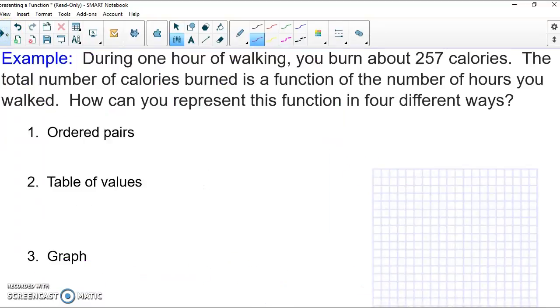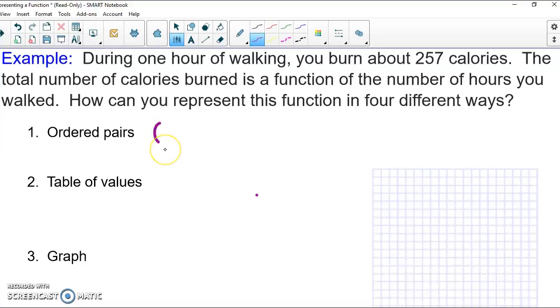So now let's work one of these together, and then you will do the next one on your own. During 1 hour of walking, you burn about 257 calories. The total number of calories burned is a function of the number of hours you walked. How can you represent this function in 4 different ways? So let's do some ordered pairs and let's think about what we know.